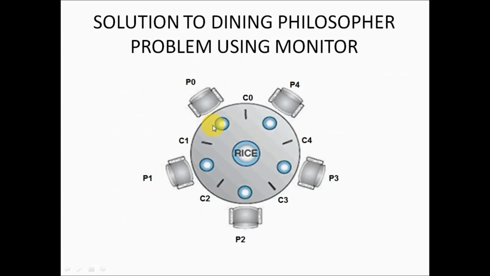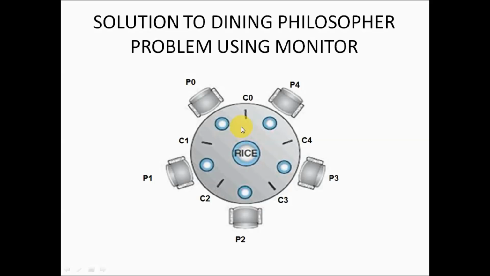In the Dining Philosopher problem, I am considering 5 philosophers, that is P0, P1, P2, P3, P4. The philosophers share a circular table, and every philosopher is provided with a chair, so 5 chairs are there, and the middle of the table contains rice. Each philosopher is provided with chopsticks. How many chopsticks will be there? 5 chopsticks will be there. So 5 philosophers are there, a circular table is shared between the philosophers, 5 chopsticks are there, and the rice is in the middle of the table.